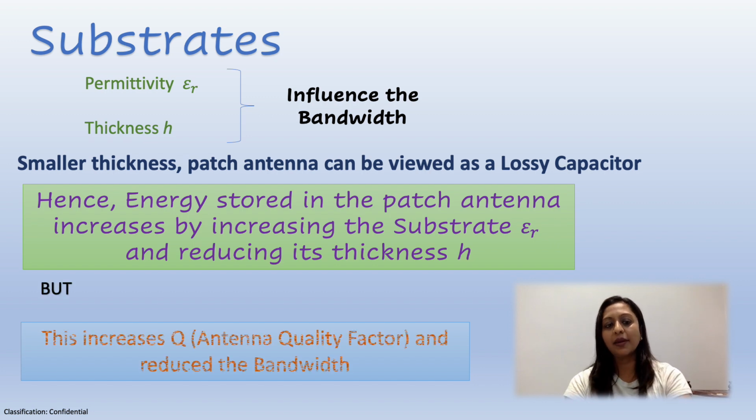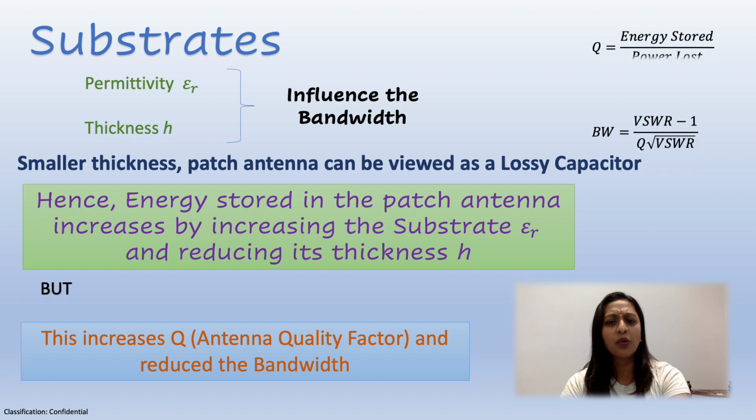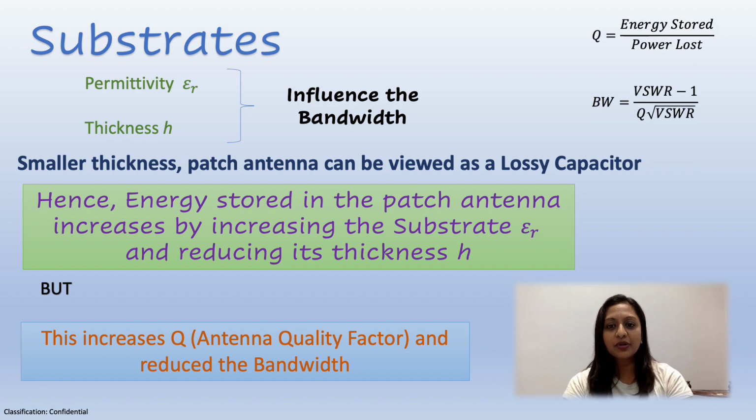But then again, what happens? So this definitely increases the antenna quality factor, but it also reduces the bandwidth. Why? How is this happening? So when we look into this equation, it says the antenna quality factor is directly dependent on the energy storage. Yes, but then again, I have a reverse relation here. The moment Q increases, the bandwidth of the antenna will decrease.